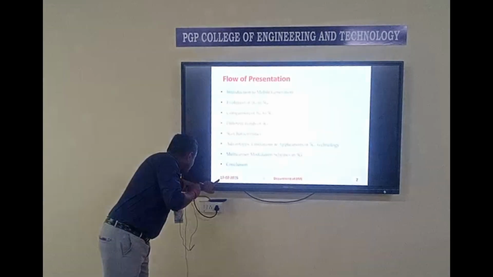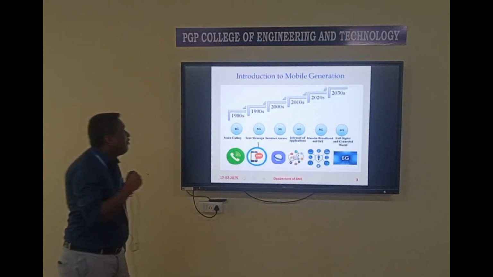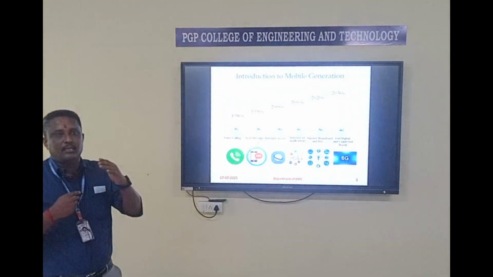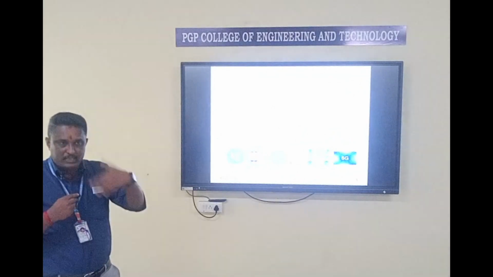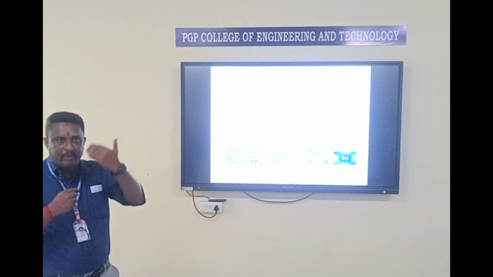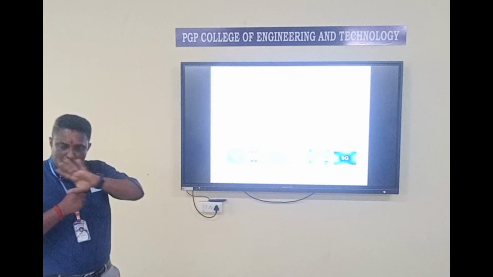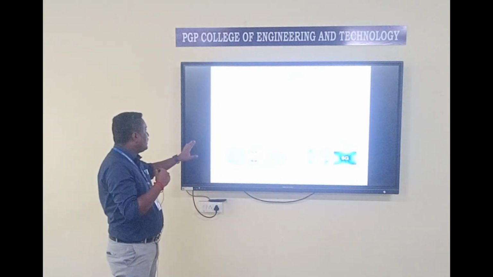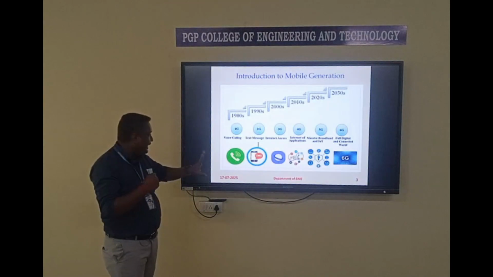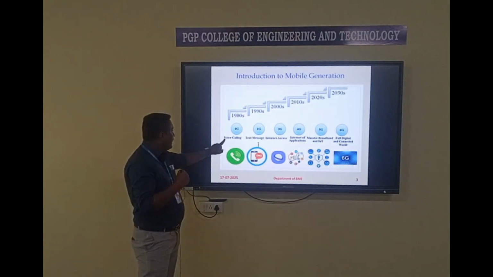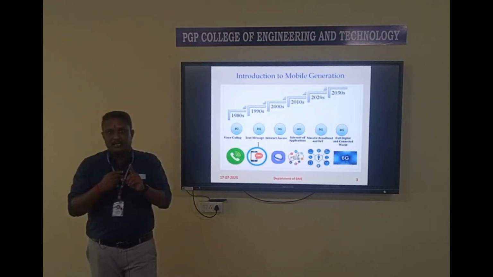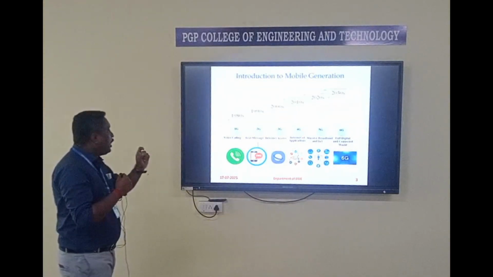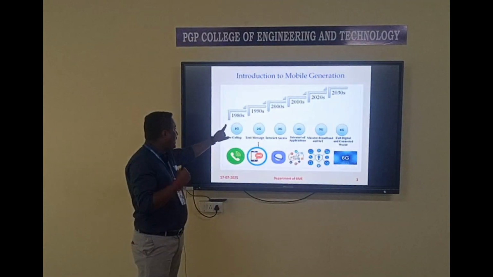Next, first of all, I introduce the history of mobile generations. The technology used for mobile communication, wireless communication or cellular communication; the names are the same. The first generation was developed in the 1980s. The data rate was less than 10 kbps, that is kilobits per second, which is very low. It was introduced in the 1980s.